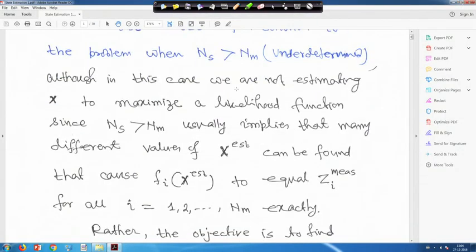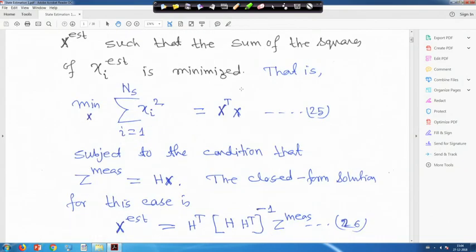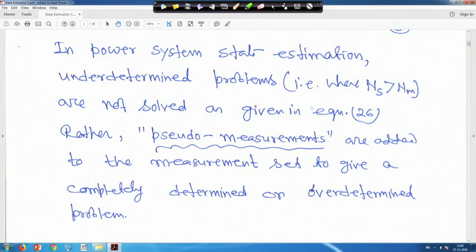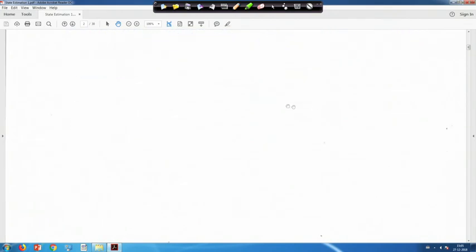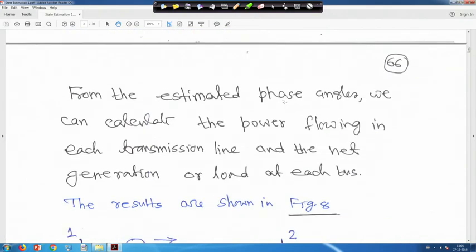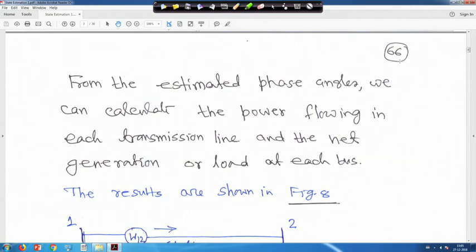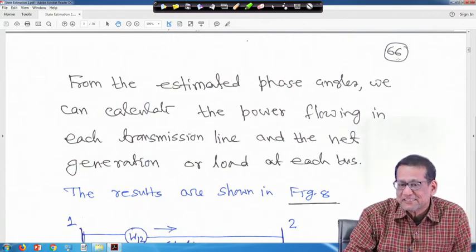Hold on, because of scanning, these first two pages will come later. Now we will come to the continuation of this one. It is a continuation of the previous problem, and then we will go back to the previous two pages. When I was scanning, those two pages were scanned before this one. So, from the estimated phase angles, this was page 65, you come to 66 first.